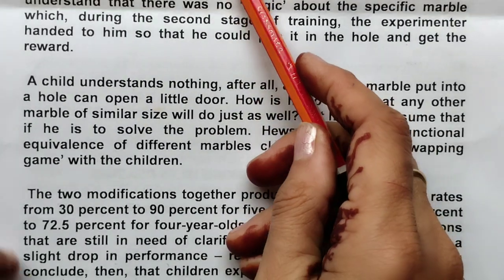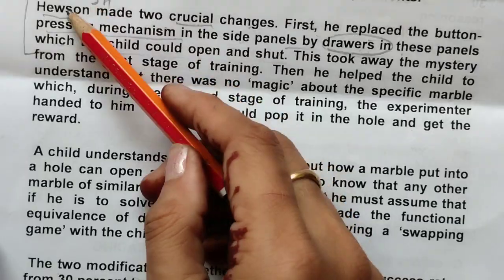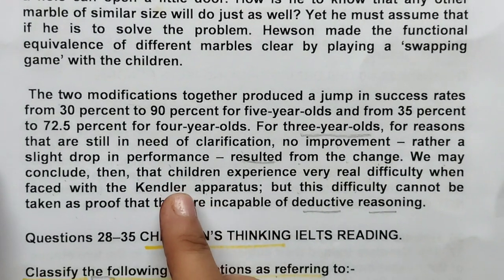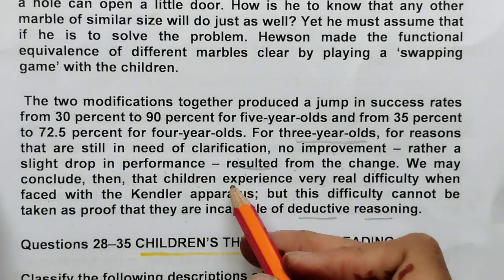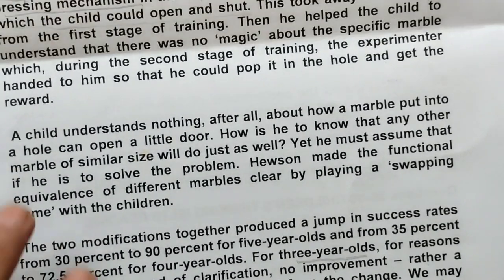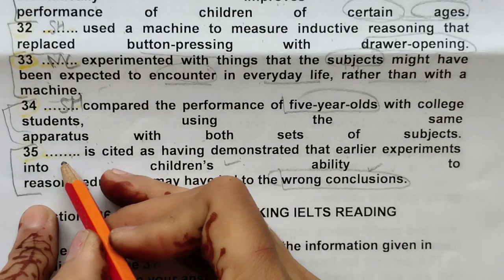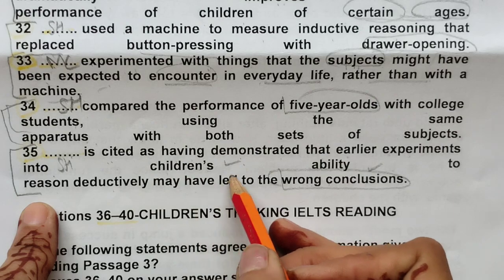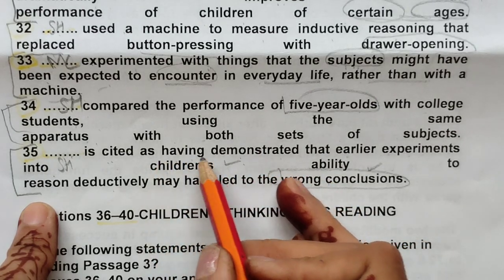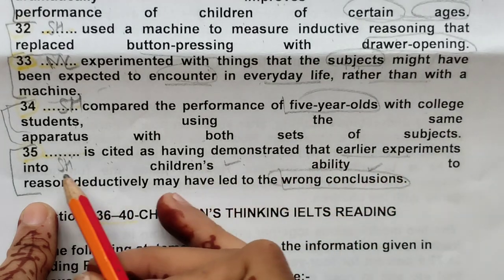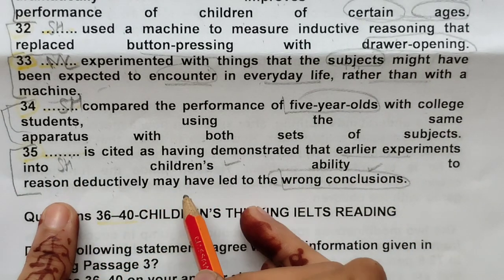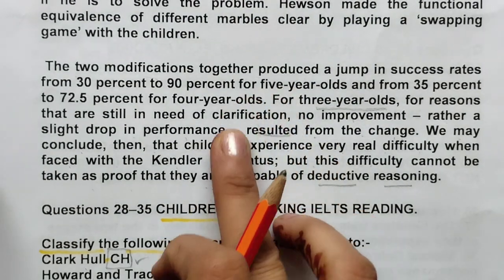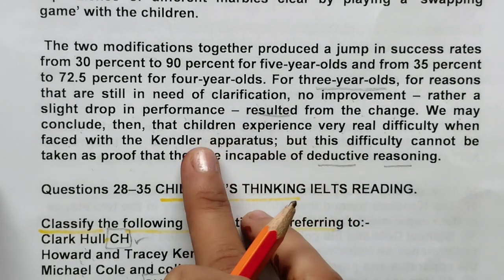So he is comparing this Simon Heason throughout these paragraphs. Simon Heason is saying he is comparing Candler's apparatus with his. That's why the SH Simon Heason answer will be there. So this is SH: cited as having, wherever the person's names are there, we can just read thoroughly for the answer. Having demonstrated that earlier experiments into children's ability to reason deductively may have led to wrong decisions. So this is in the last paragraph. Here they are talking about this. Earlier experiment also, earlier experiment is this.